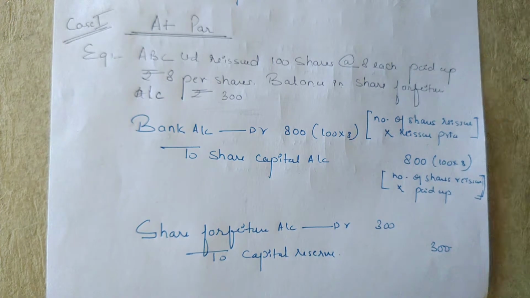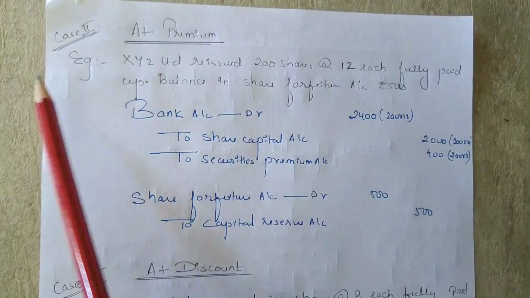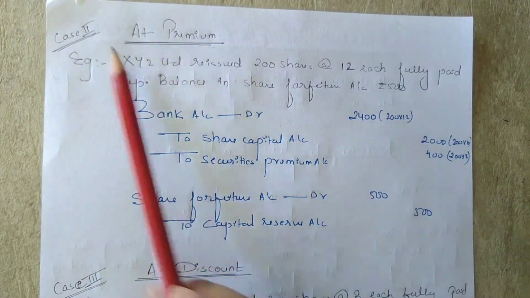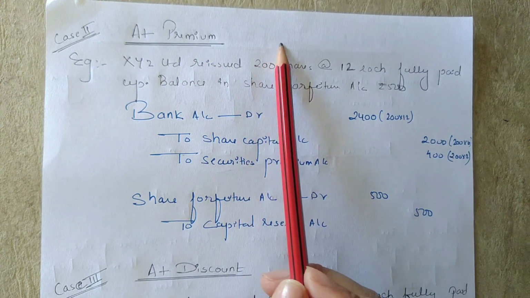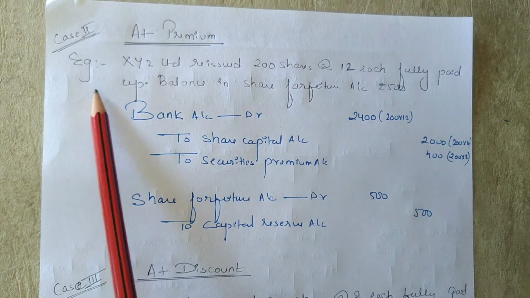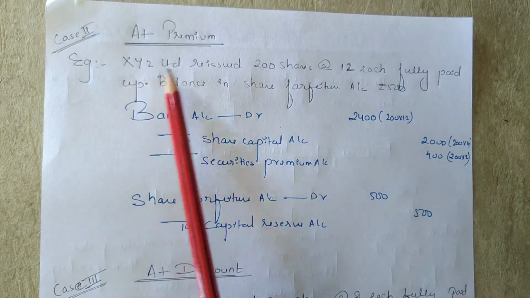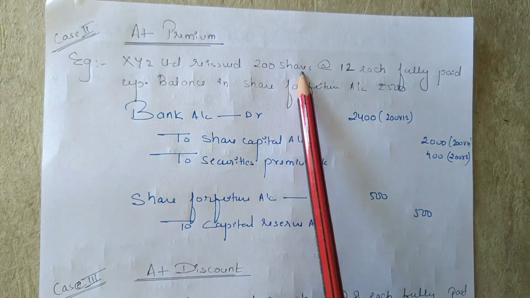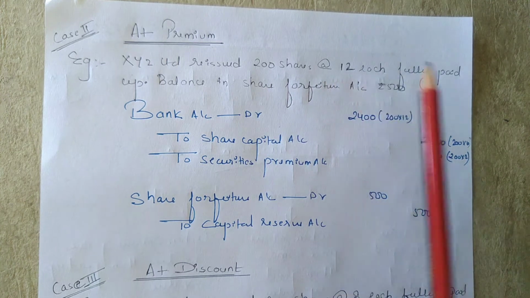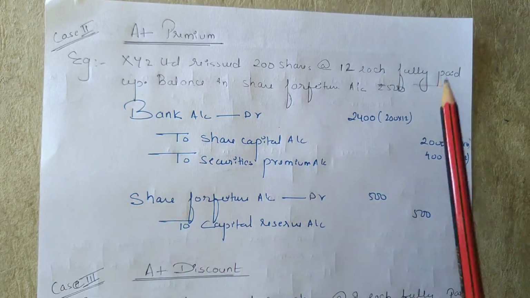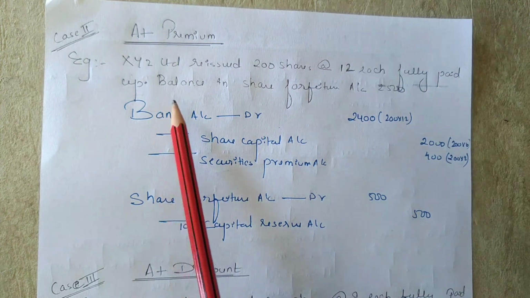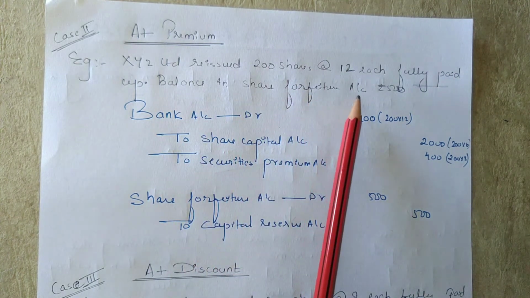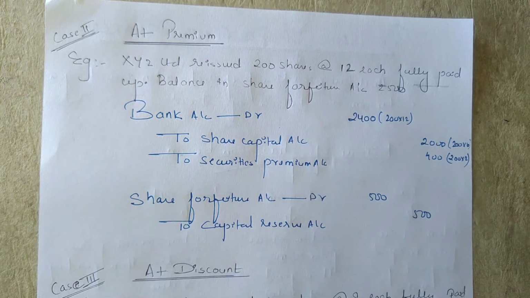Okay. Now the next case is reissue of shares at premium. At premium means when reissue price is more than paid up. So for example, XYZ Limited reissue 200 shares at the rate 12 each, fully paid up. Fully paid up means face value, and face value is ₹10. Balance in share forfeiture account is ₹500.